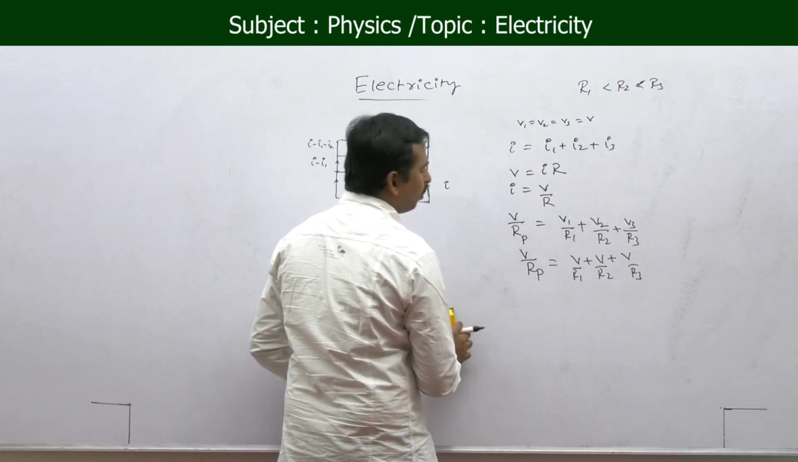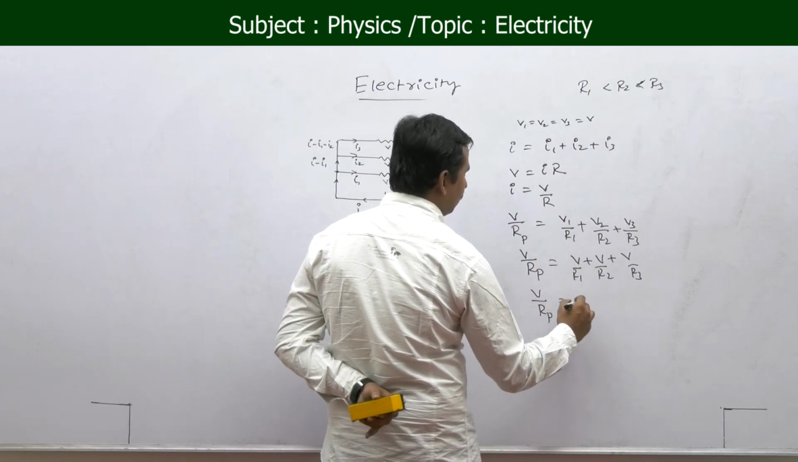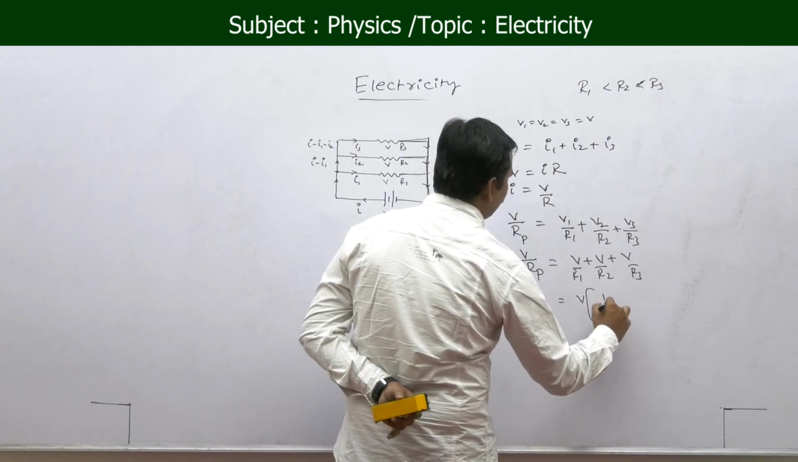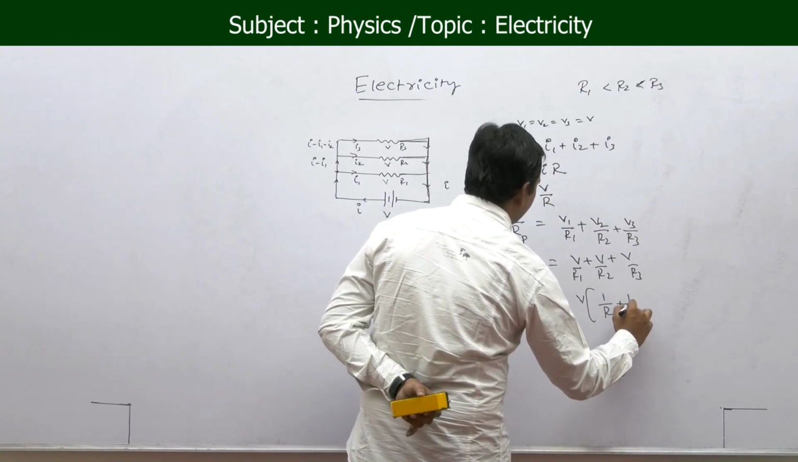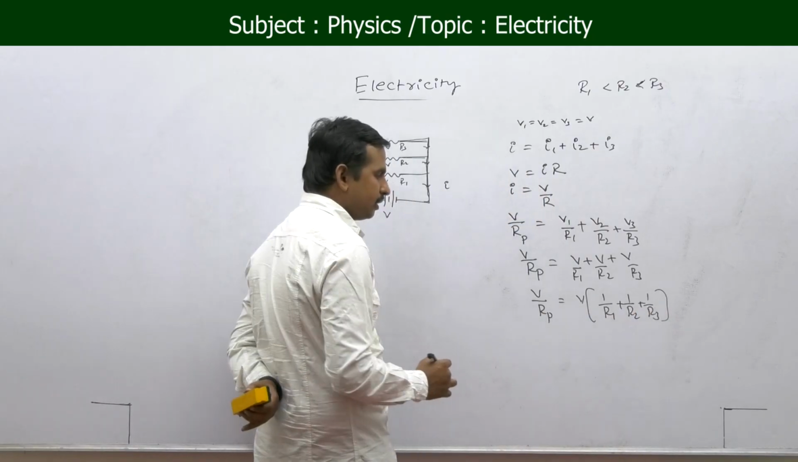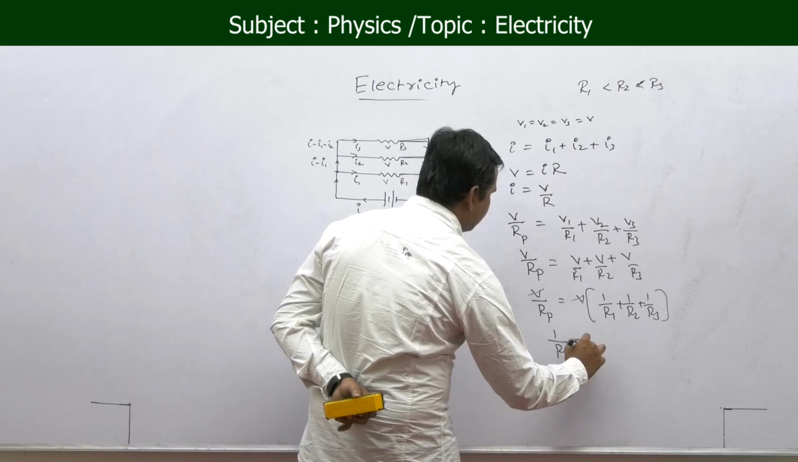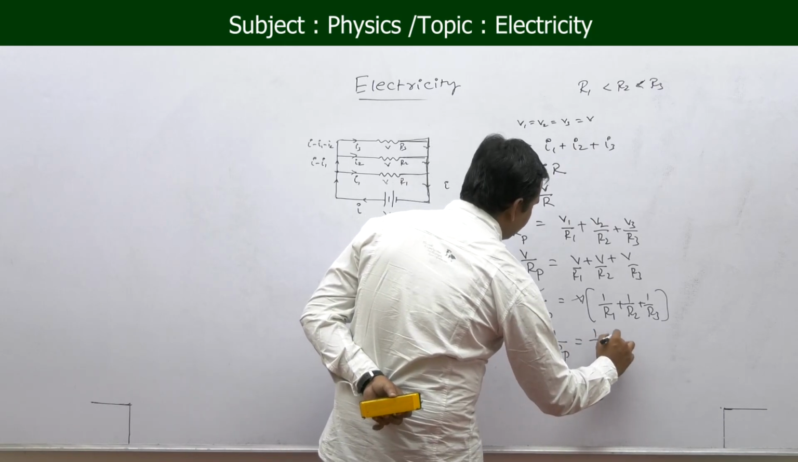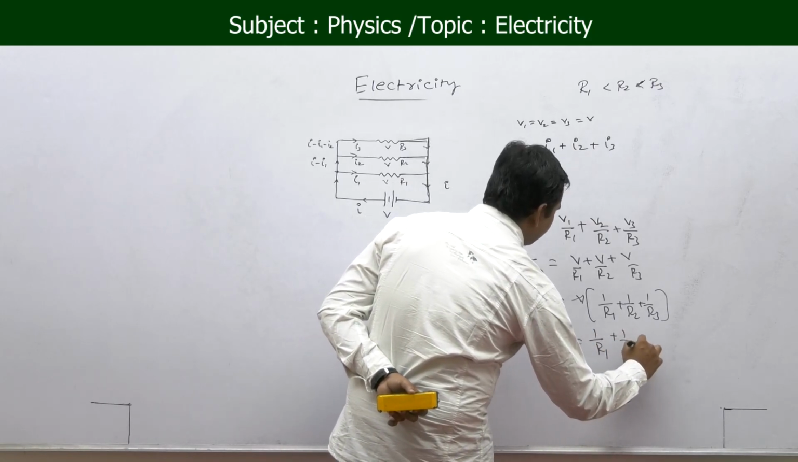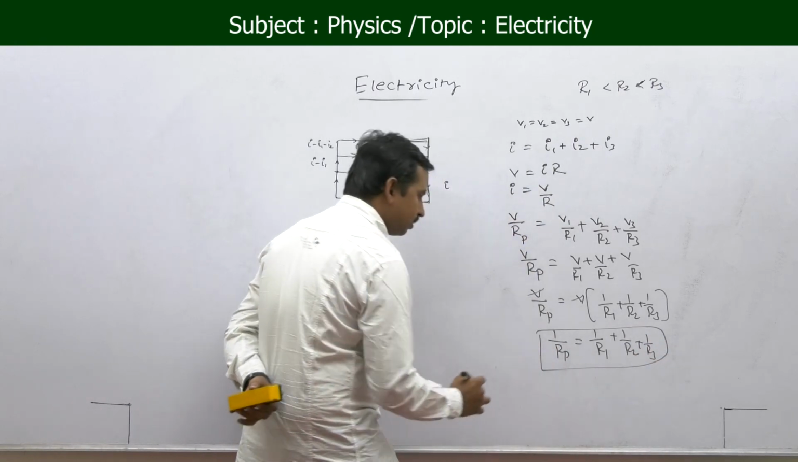Then if you take V common, V by Rp is equal to V times 1 by R1 plus 1 by R2 plus 1 by R3. Then V gets cancelled, and finally we get the resistance in the parallel circuit: 1 by Rp equals 1 by R1 plus 1 by R2 plus 1 by R3, like this.